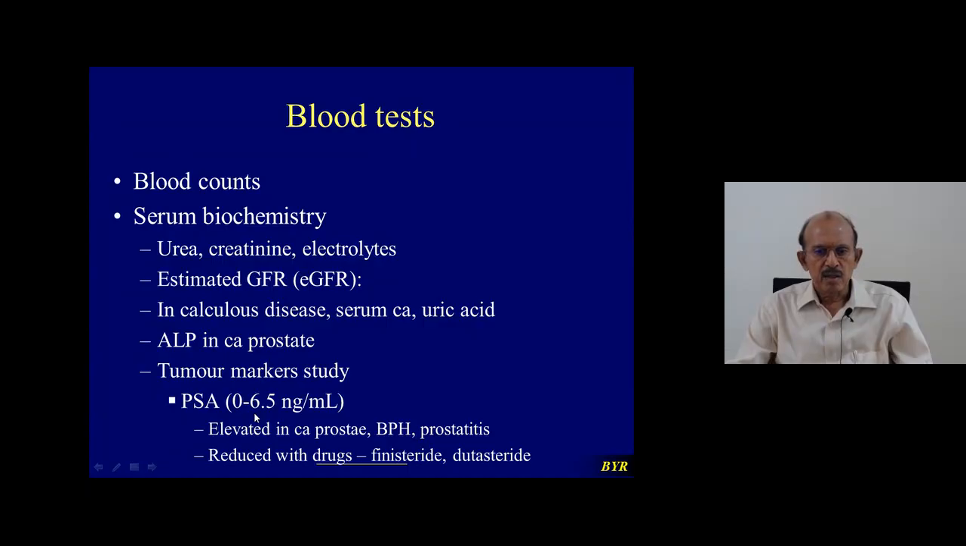PSA, normally 0 to 6.5 nanograms per ml. It is elevated in carcinoma of the prostate, BPH, and prostatitis. It is reduced with drugs like finasteride and dutasteride. So these are the 5-alpha reductase blockers. So when they are blocked, then the PSA is reduced.